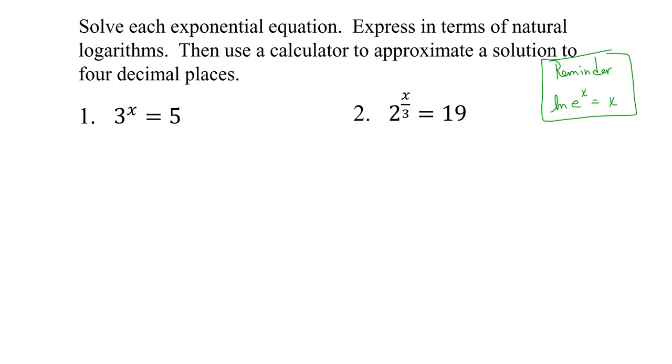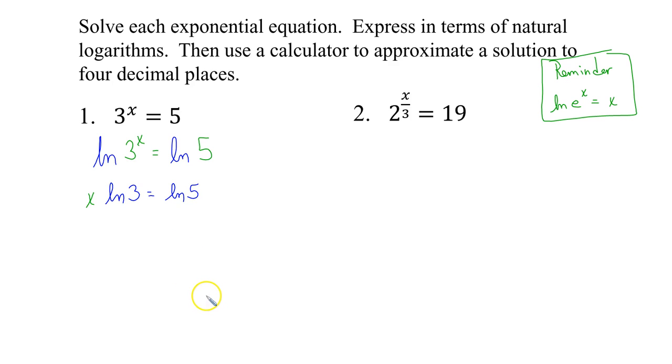So just like any other equation that we solve, as long as we do the same operation to both sides, everything is fine. So we're going to take the natural log of both sides. I'm going to take the natural log of 3 to the x, and this is going to be equal to the natural log of 5. Now on the left-hand side, this x is going to come down in front using that power rule that we just talked about in this section. And so x times the natural log of 3 is going to be equal to the natural log of 5.